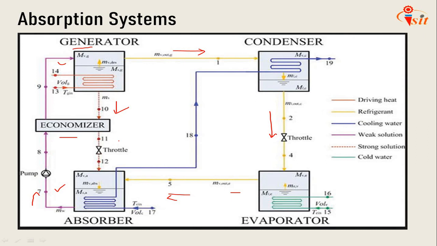We can use solar also for any electricity requirement here, so the system will be more efficient. The two main refrigerant and absorbent pairs that are widely used, which we have already discussed, are the lithium bromide water absorption system and the ammonia water absorption system, where water is the refrigerant and LiBr is the absorbent.